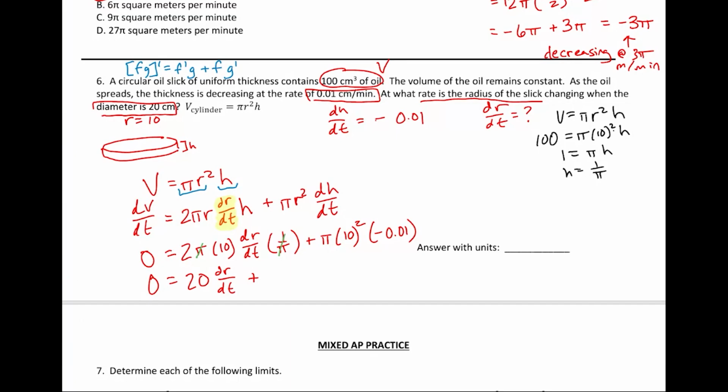0.01 is 1/100th. If we multiply that by 100, we're just going to get 1. So we have actually minus pi here. All right, these two will effectively, I don't want to say cancel out, but they will reduce to 1. So if I'm solving for dr/dt, I'm going to add pi and then divide by 20. So dr/dt is going to be pi over 20. That's going to be our answer. And the units here will be in centimeters per minute.